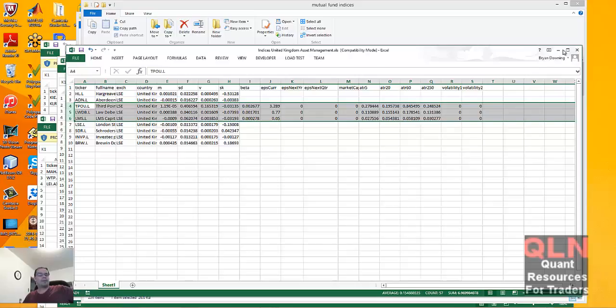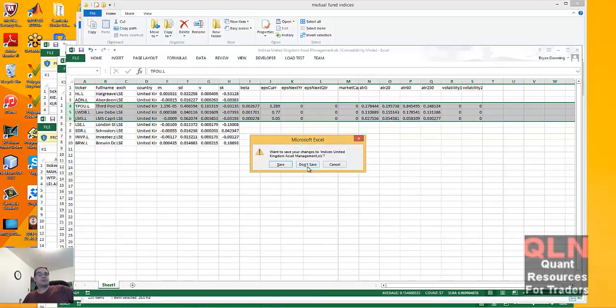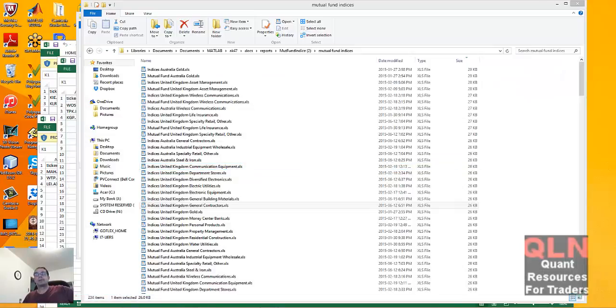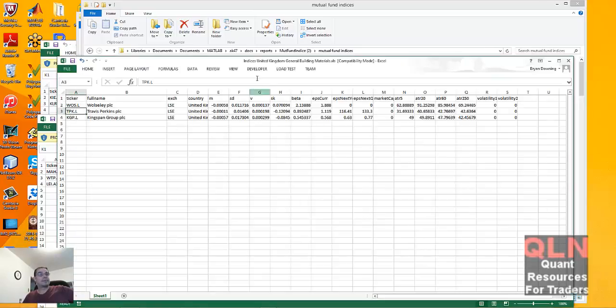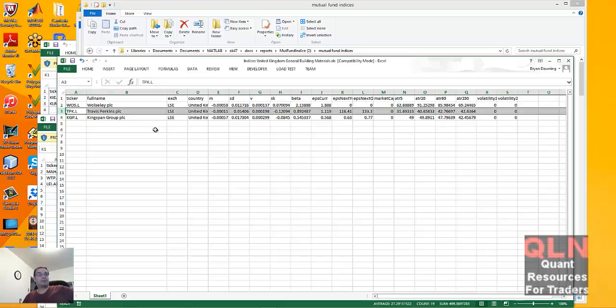So nothing I would get too crazy on. Let's see what else we got here. We have mutual funds, indices for general building materials. These are a little better. This one's a real standout for me. This one really jumped out at me as an index.